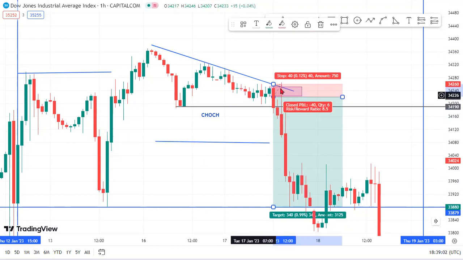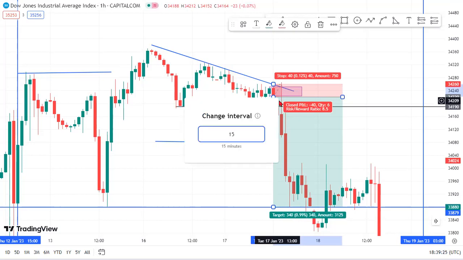So let's modify this 1 hour chart and our risk management. We're going to go to a smaller time frame so that you know how I'm risking and how I'm aiming. You can't enter on a big time frame. You have to go down to 5 minutes or 15 minutes, and 5 minutes for your sniper entry. So let's go to 15 minutes.